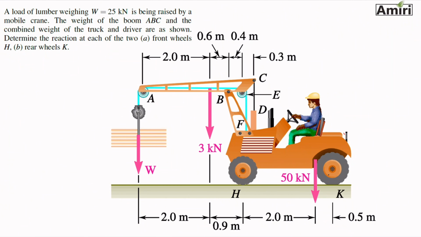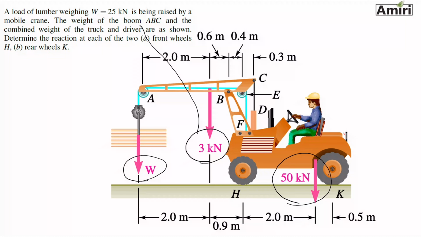A load of lumber that weighs 25 kilonewtons, this one right here, is being raised by a mobile crane. The weight of the boom ABC and the combined weight of the truck and driver are as shown. This is the weight for the boom ABC. This is the weight of the truck and the driver combined. Determine the reaction at each of the two front wheels H and rear wheels K.